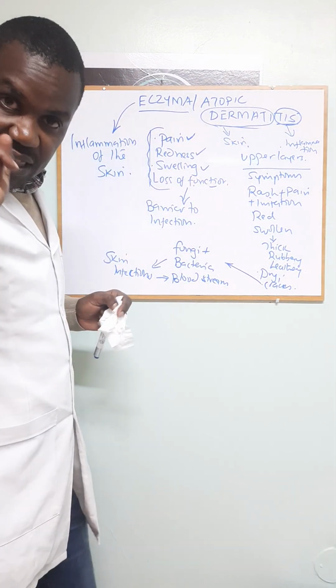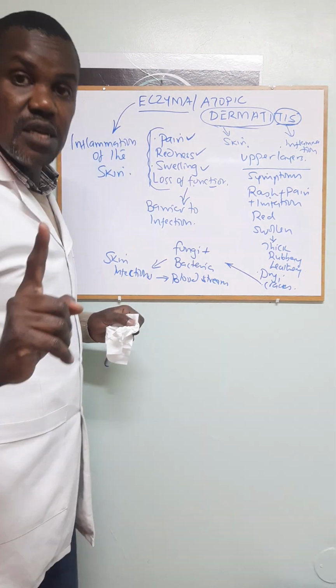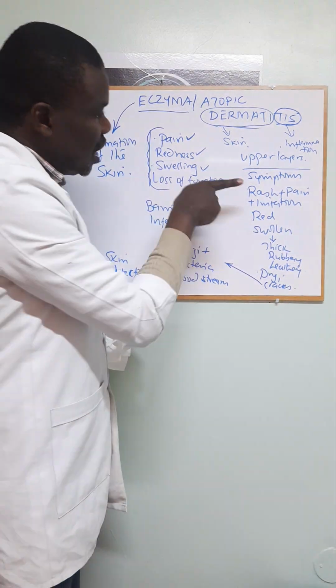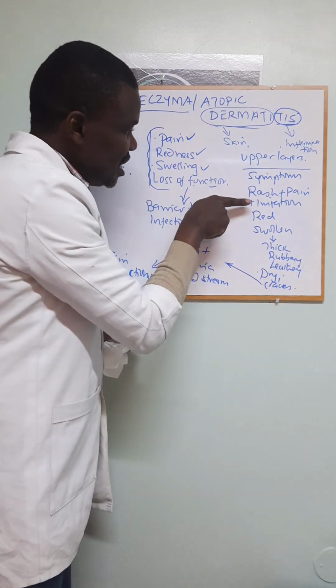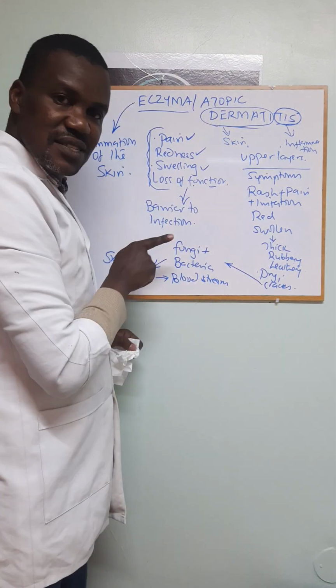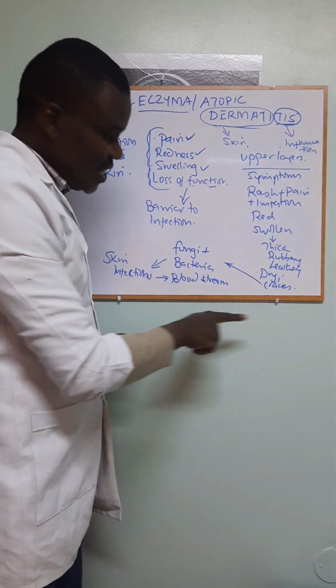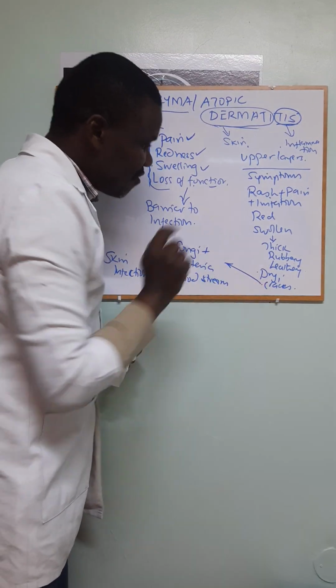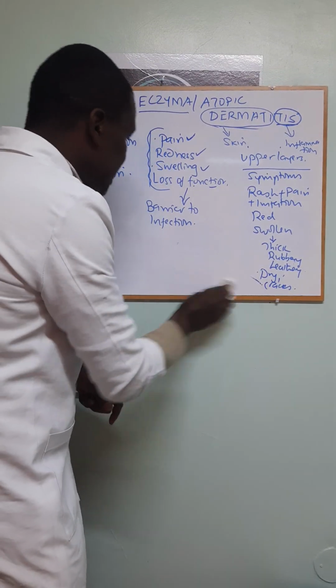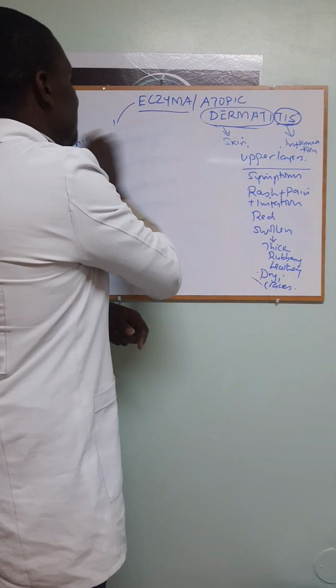So the symptoms you are going to see on the skin of that child: rash, irritation, itchiness, red skin, it will become swollen, it will become dry, and it will have cracks. Where does it begin? It begins here.